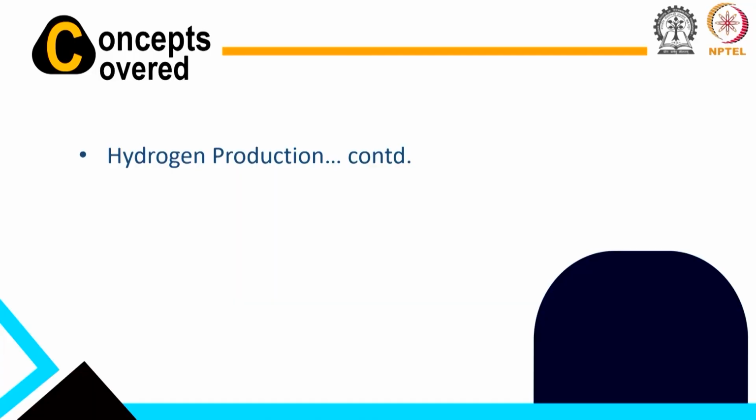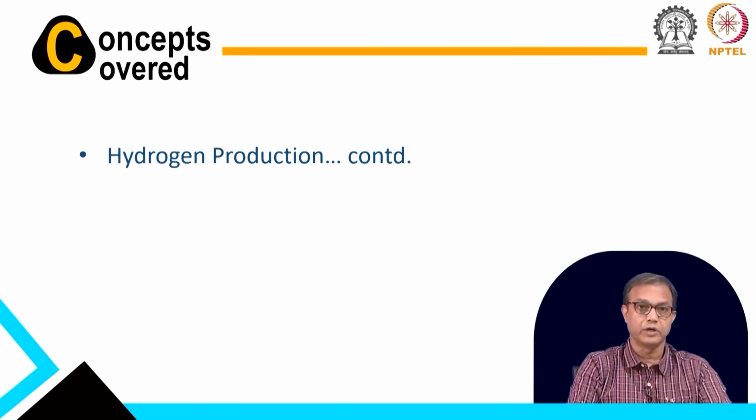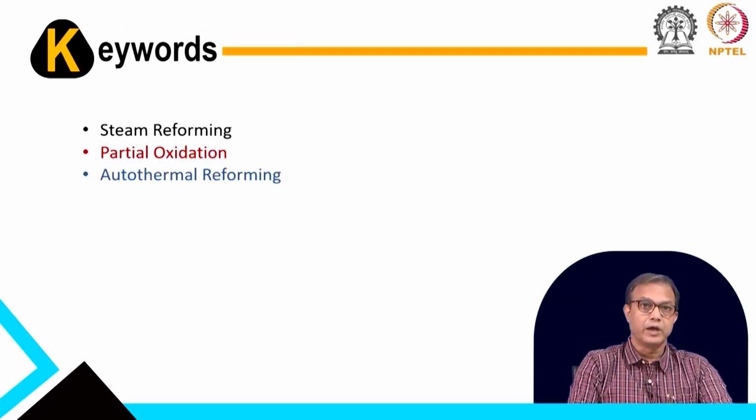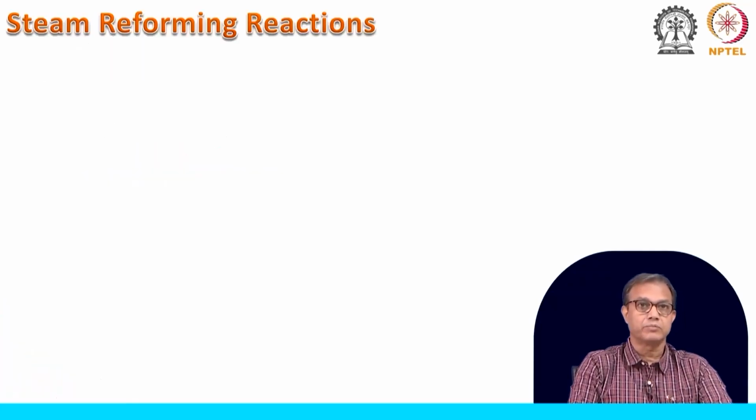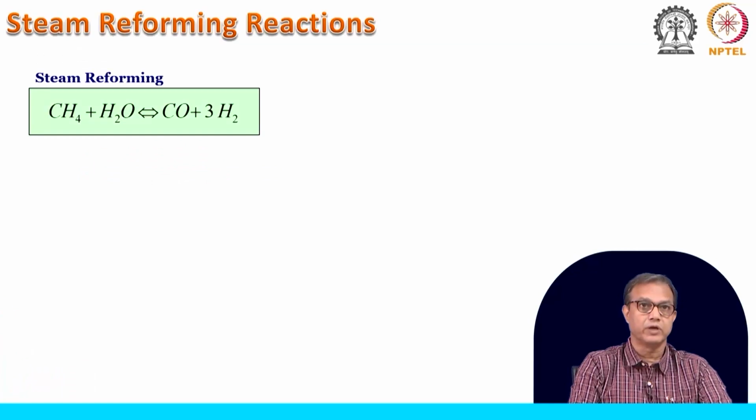As I told, this is in continuation to our earlier lecture on hydrogen production, and this is of course based on the conventional techniques, and the keywords are steam reforming, partial oxidation and autothermal reforming. If you remember, in the last class we talked about the reaction where steam reforming was taking place.